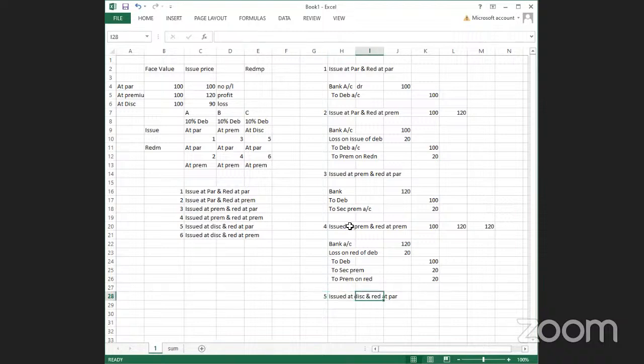Issue at discount and redemption at par. Okay. So we are selling 100 rupee debenture.